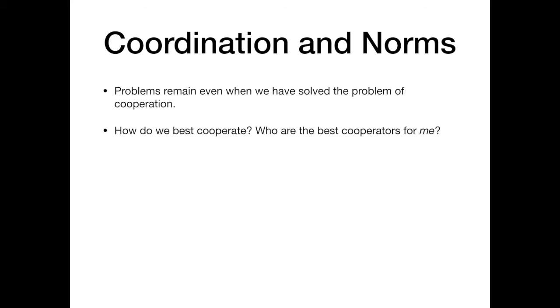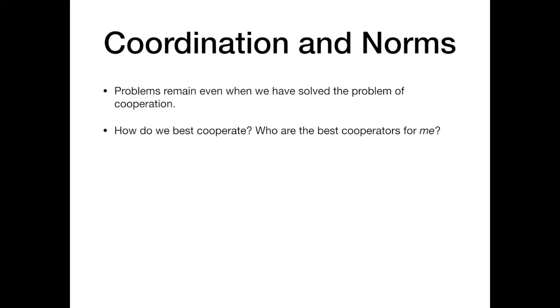Okay, so let's talk about the problem of coordination and norms. So, cooperation was the focus of the last unit. But cooperation is not the only problem to be solved for social cohesion. Once we have decided to cooperate, we have to figure out how to do so. How do we best cooperate? Who are the best cooperators for me?